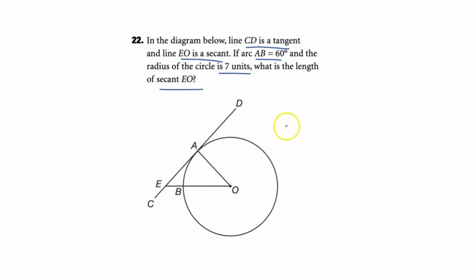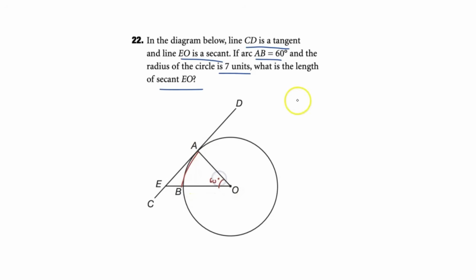So for this problem, let's first look at what is given. Arc AB is 60 degrees. And by the way, there are multiple ways to solve this; it's just my way. If arc AB is 60 degrees, so this arc right here is 60 degrees, then we can extrapolate that this angle AOB is also 60 degrees.